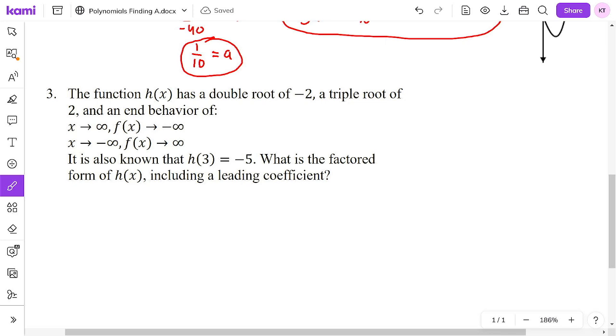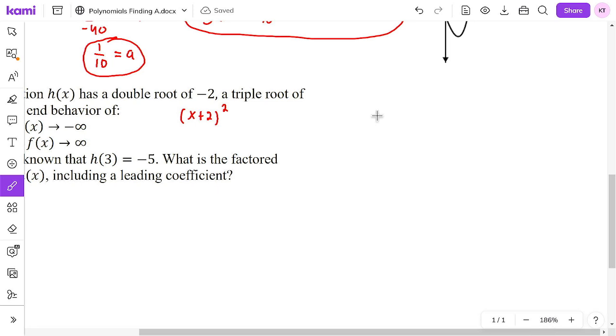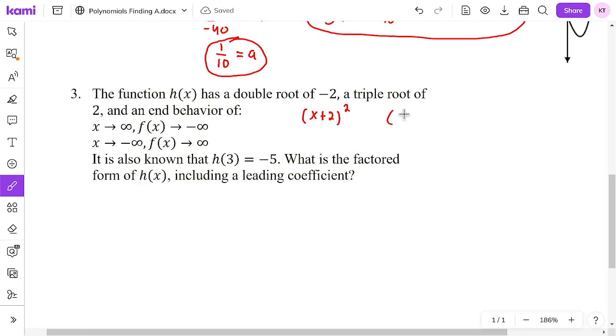So let's go ahead and write out our roots here. So a double root of -2, that means the factor is going to be x plus 2. Just going to write that below. And double root means it's going to have a multiplicity of 2. So I know that's going to be an x plus 2 squared. And then we have a triple root of 2. So this time that's going to be x minus 2. But since it's triple root, it'll be a multiplicity of 3.